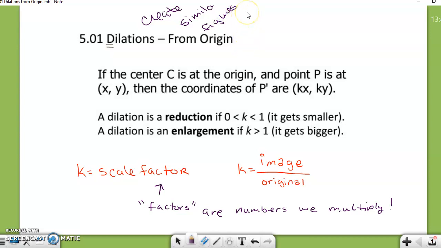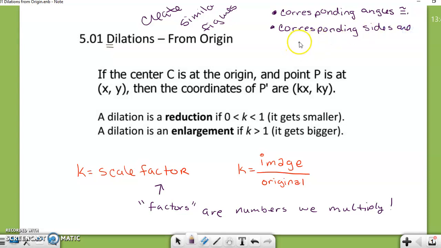Okay, and every time we have similar figures, we have properties of similar figures, which means that our corresponding, which means in the same position on a different figure, in other words, in the same place, corresponding angles are congruent, and our corresponding sides are proportional, which is why we can use proportions to solve for missing side lengths in similar figures.